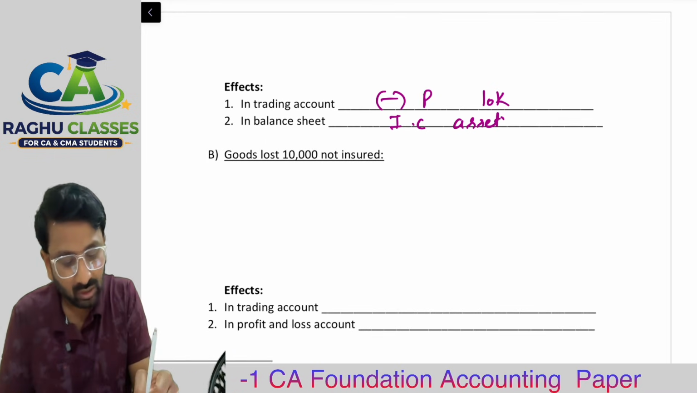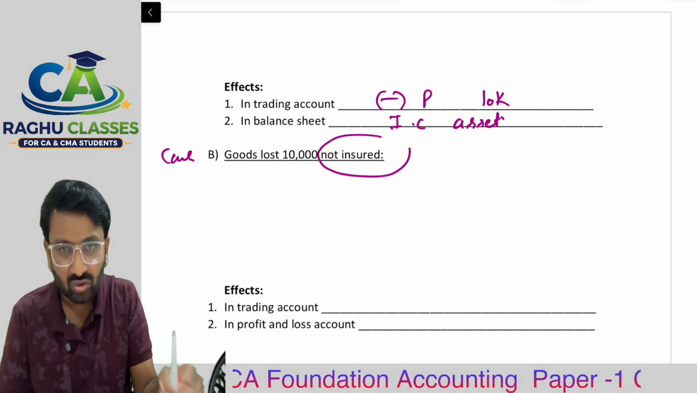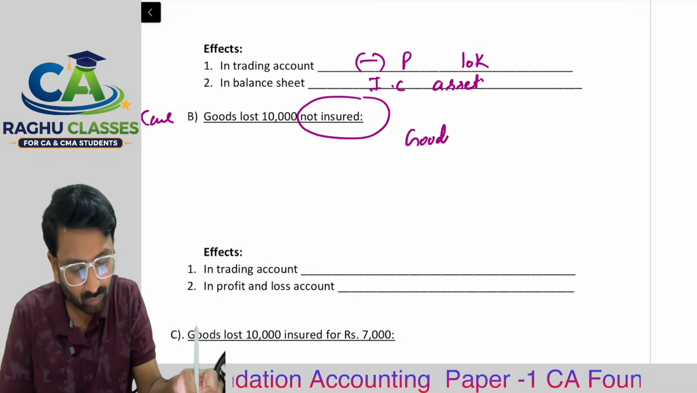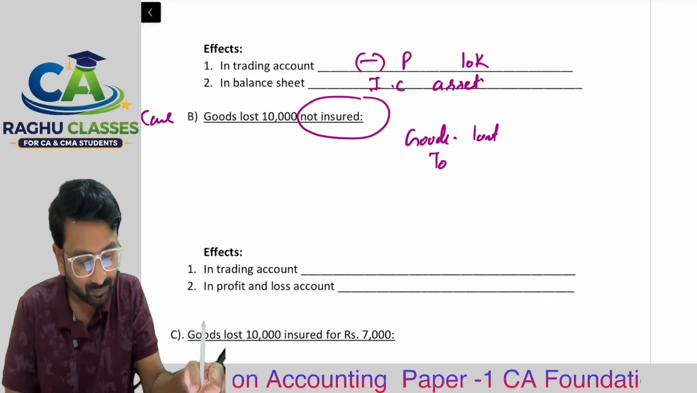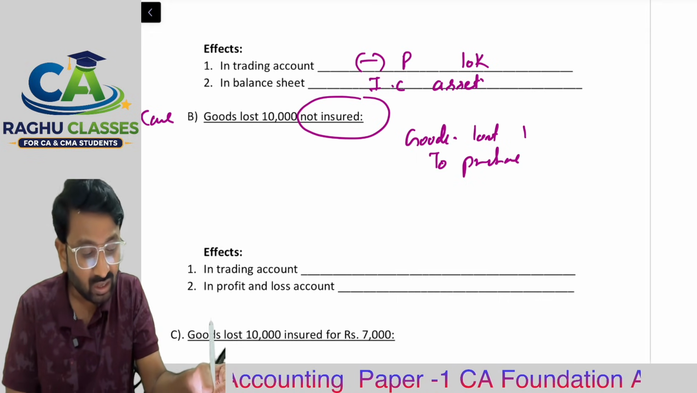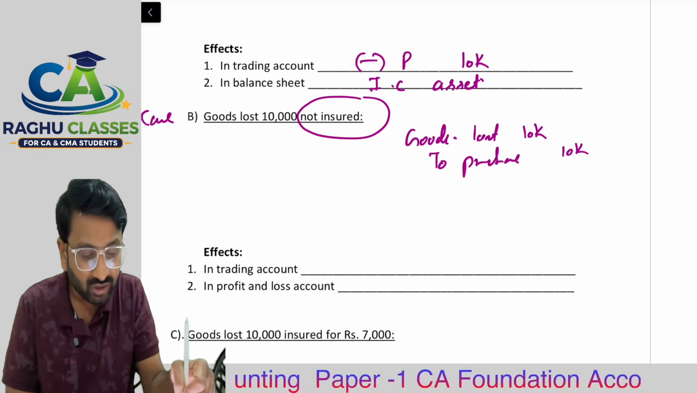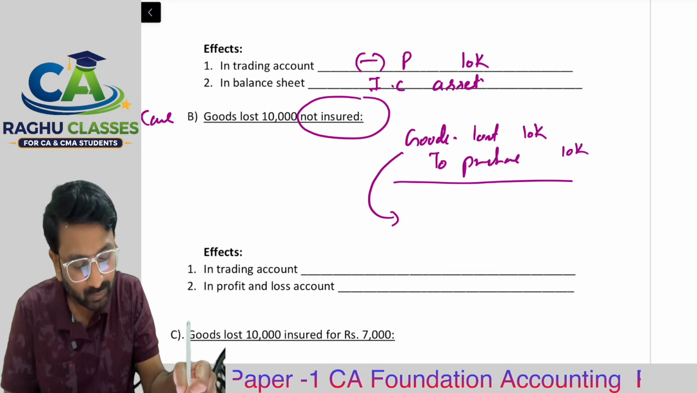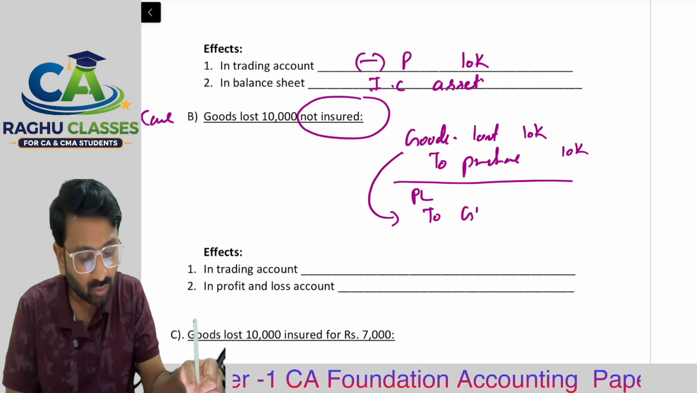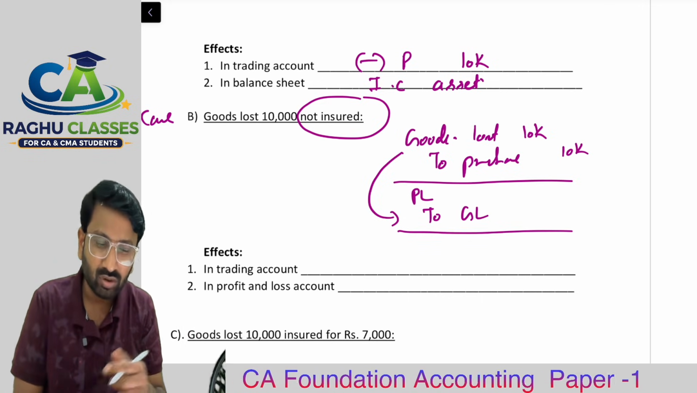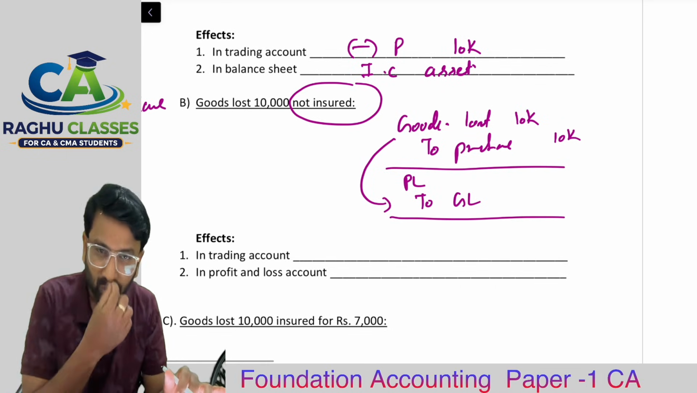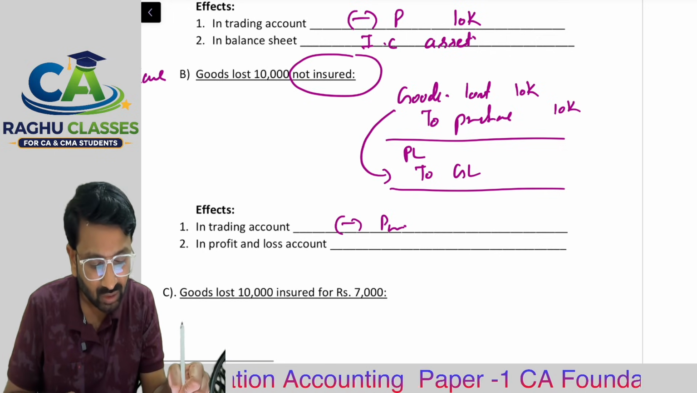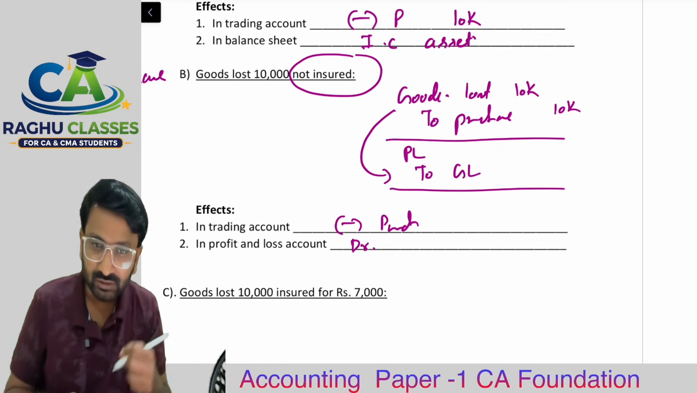Case 2. Same example. Let's say the goods are destroyed but not insured at all. If the goods are lost but not insured, so the first entry will be goods lost to purchase. Same entry. But now, because the goods are not insured, entire 10,000 is lost for you. So the entire 10,000 is going to be transferred to P&L. So P&L account debit to goods lost. Now, if you have a look at these two entries, there are going to be two effects. In trading account, we will minus from purchase. Profit and loss account, put it on the debit side.